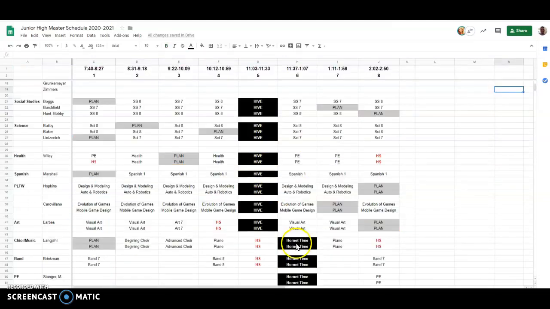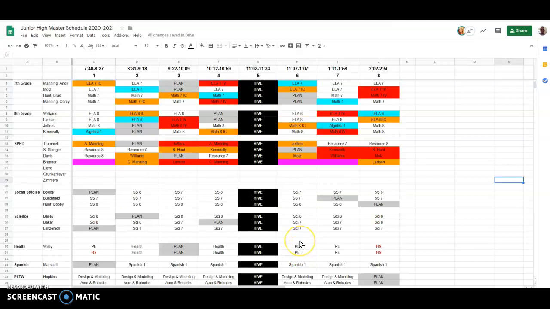So really the main two things I wanted feedback on from you are the idea of the intervention and gifted pullout, and the spreading out of the honors.